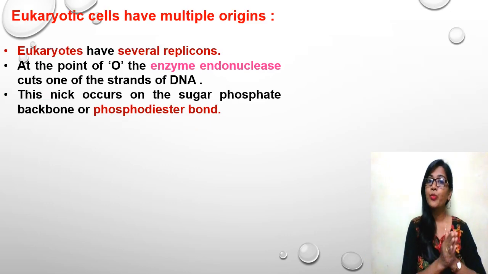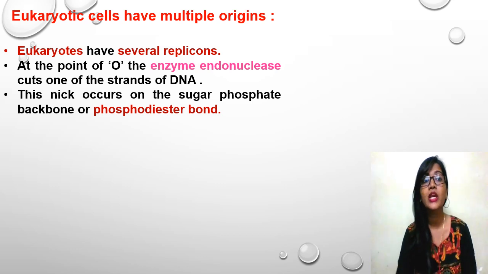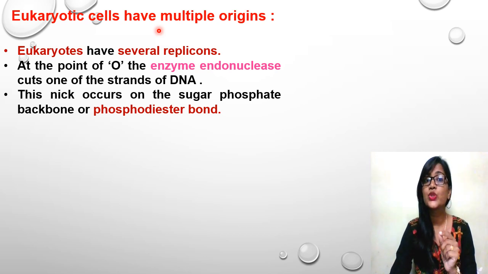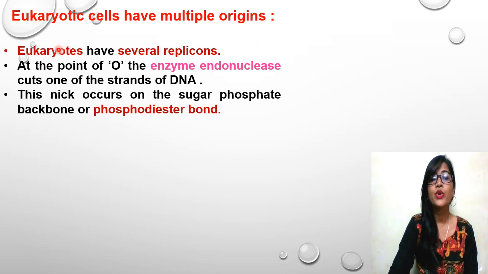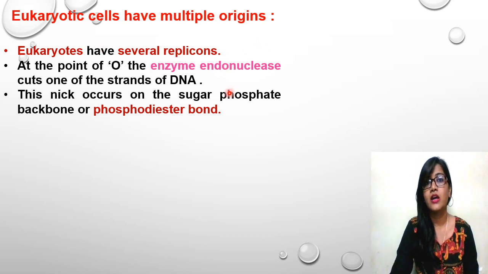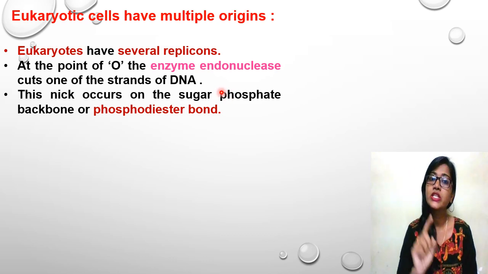As we have seen in the previous slide, in case of prokaryotic cell or prokaryotic DNA, there is a single replicon, a single origin, or a single initiation point. But while talking about the eukaryotic cells, the condition is different. They have multiple origins. Eukaryotes have several replicons, more than one. The origin points are present on the eukaryotic DNA.